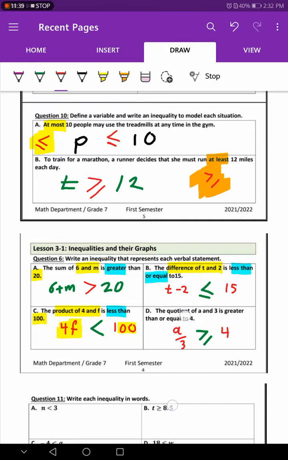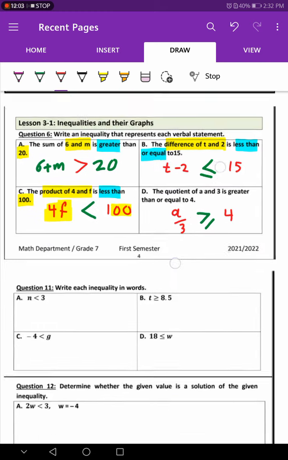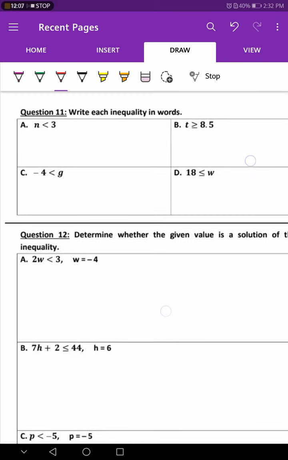So remember that at most means less than or equal, and at least means greater than or equal. Sorry if I missed anything, but the last answer: at most is less than or equal, and at least is greater than or equal. Okay, now number 11, write each inequality in words.